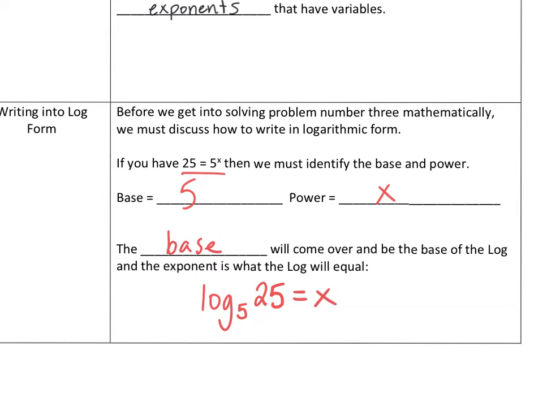So you can see that I just shifted this around, right? So that 25 went with the logarithm, with the base. The x was the power, so it went on the other side. That's how these are going to work every single time. And how we read that is log base 5 of 25 equals x. Okay?